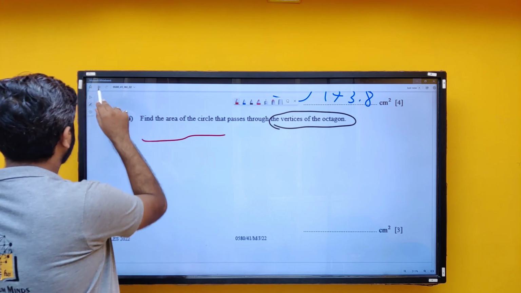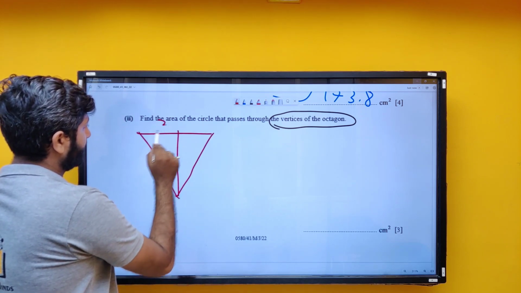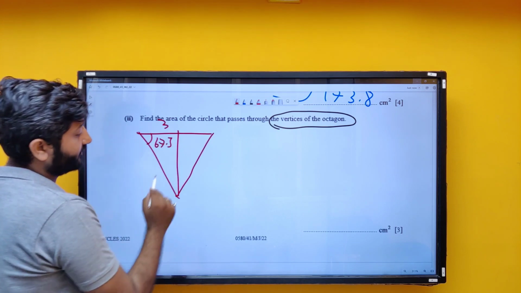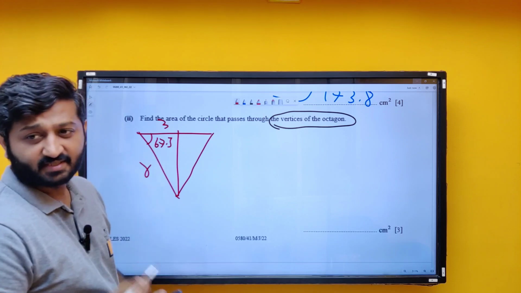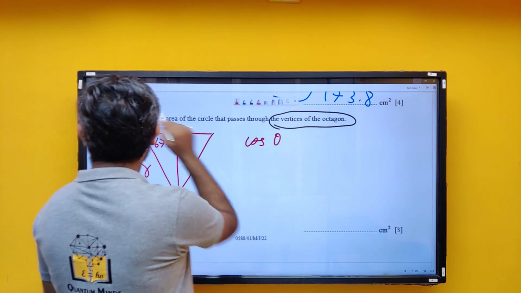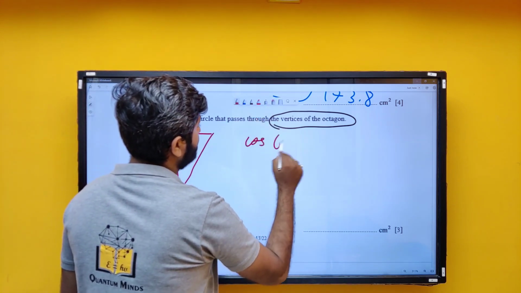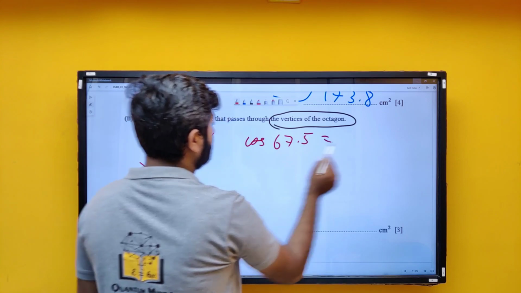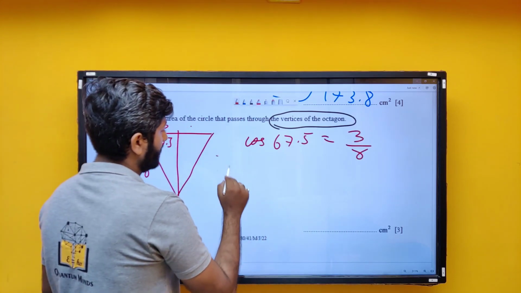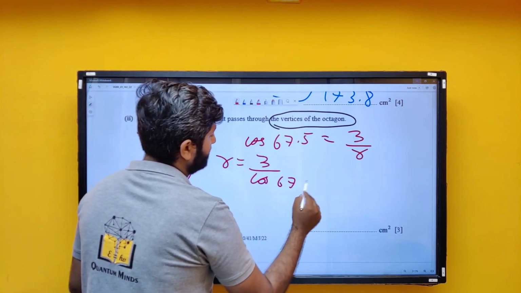This is the triangle. This is 3. This is 67.5. And this is my radius of the circle. Can I find this? Yes, using cos theta. So cos 67.5 is equal to adjacent upon hypotenuse. So R is 3 upon cos 67.5.